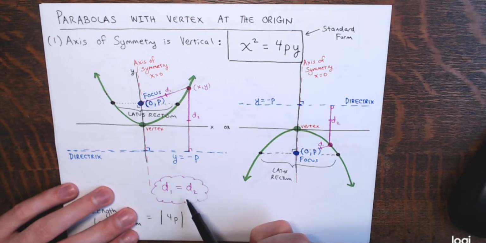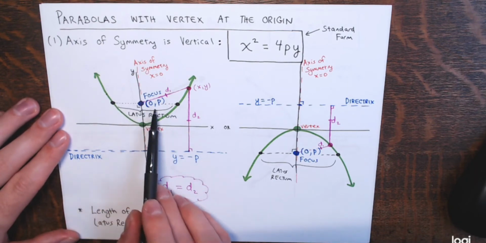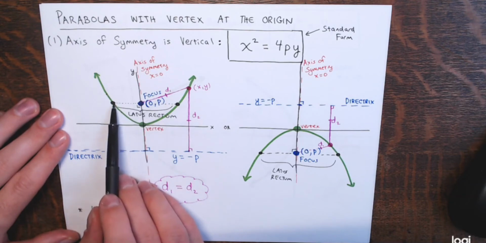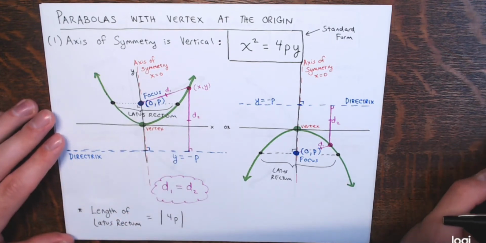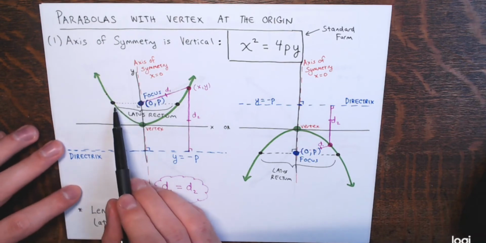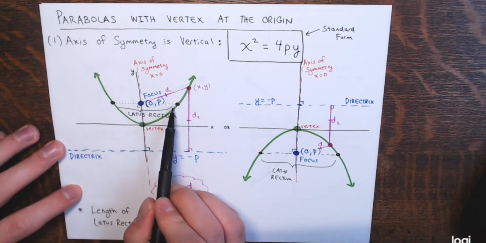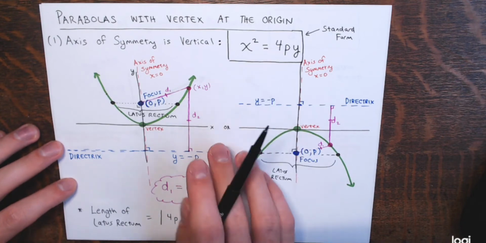Right? And then we also discussed this segment that contained the focus that was parallel to the directrix, and the points on the end of that segment. That segment was called the latus rectum. And the length of the latus rectum, this segment containing the focus, is the absolute value of 4p, so whatever the coefficient of that y was, or x.